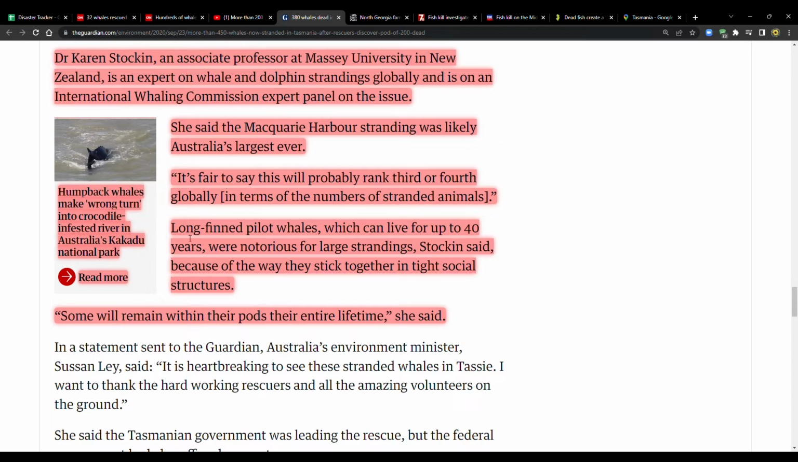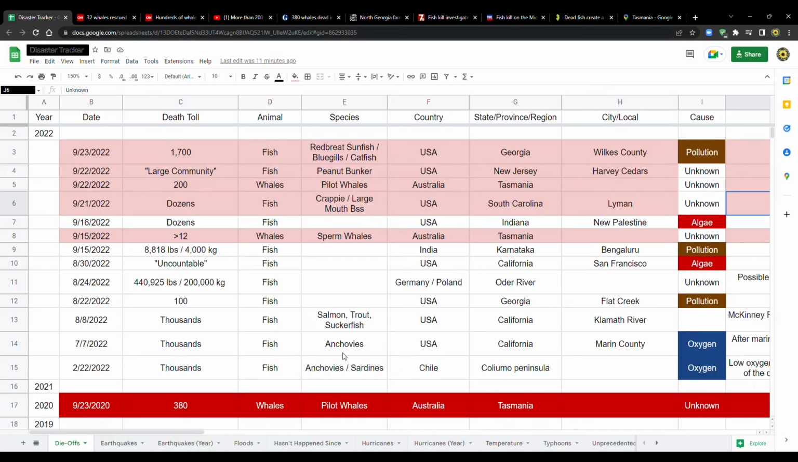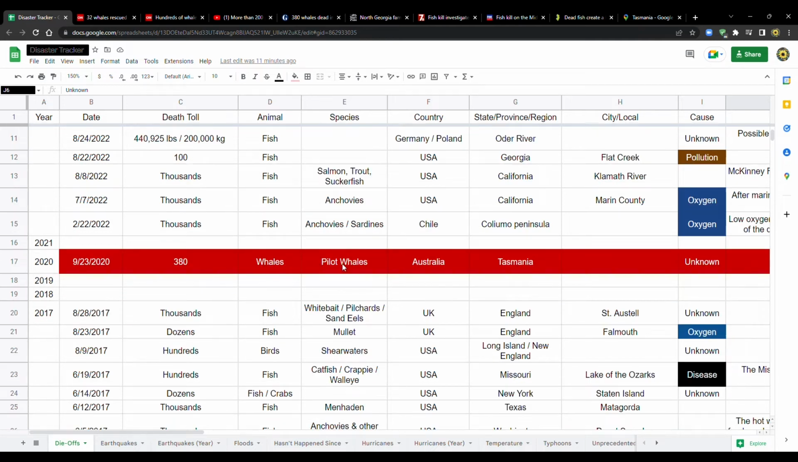But okay, longfin pilot whales, which can live for up to 40 years, were notorious for large strandings, Stockin says, because of the way that they stick together in tight social structures. Quote, "Some will remain within their pods their entire lifetime," she said. So anyway, what we're looking at is most likely the third or fourth largest stranding globally, according to her. 380 pilot whales.